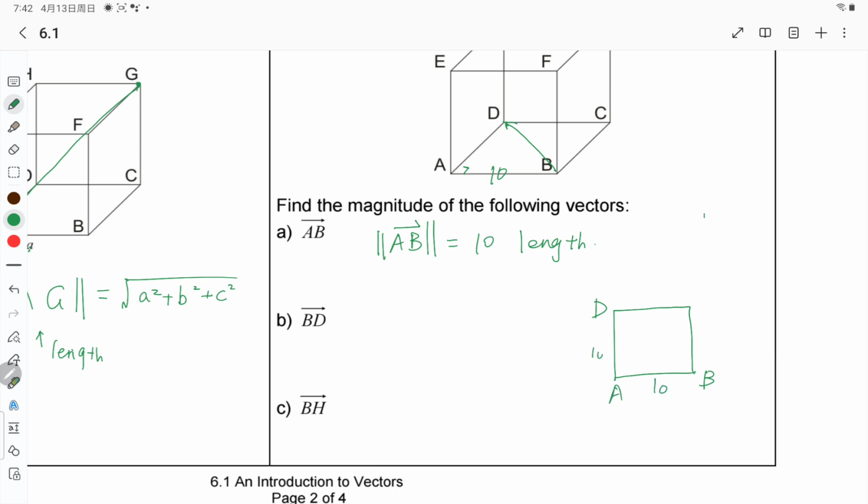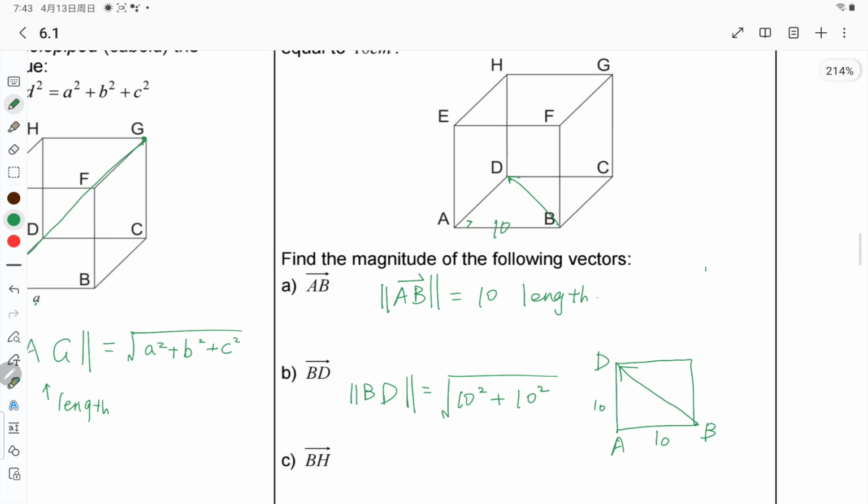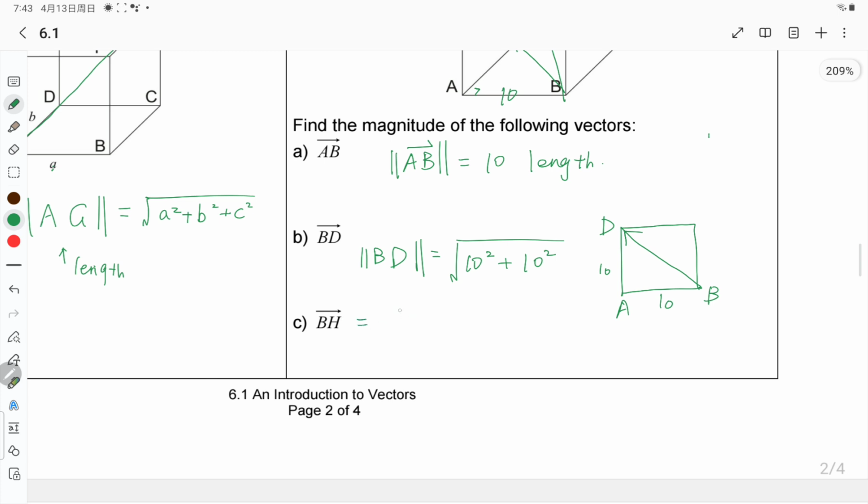So this is 10, this is 10, and then asking the BD magnitude, this is actually just a formula for calculating vector length, right? So this is a formula, not just the Pythagorean theorem. So this formula is just 10 squared plus 10 squared. Okay, and BH, I think you know, right?